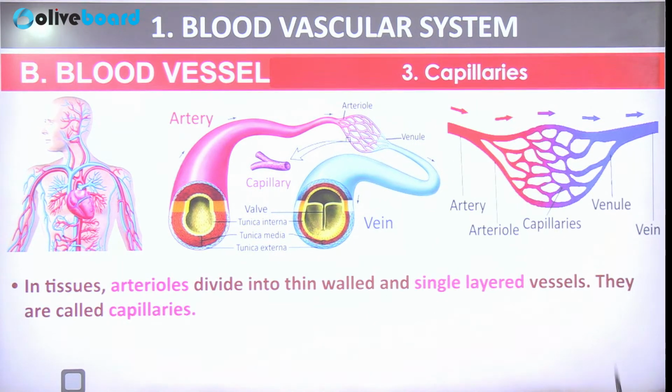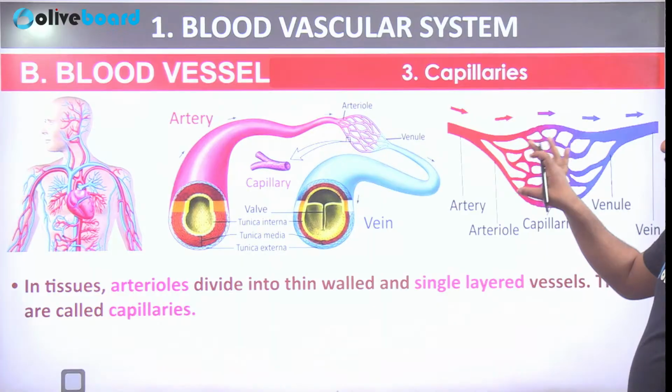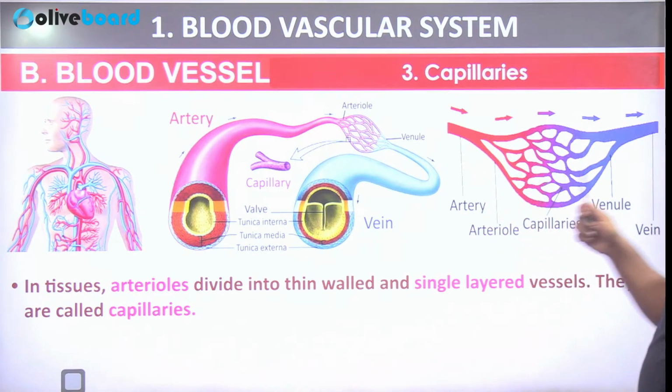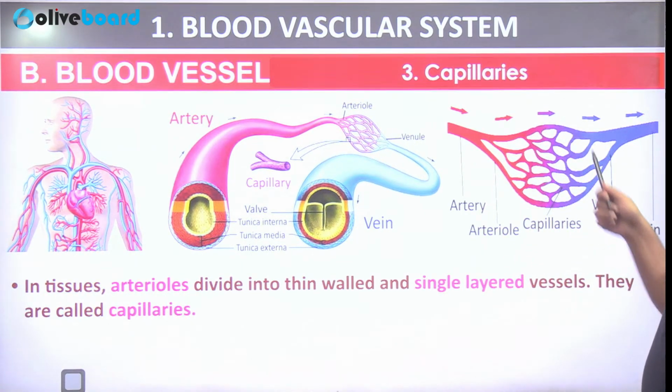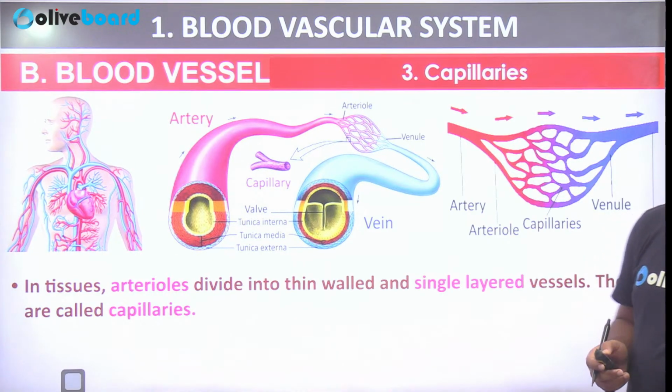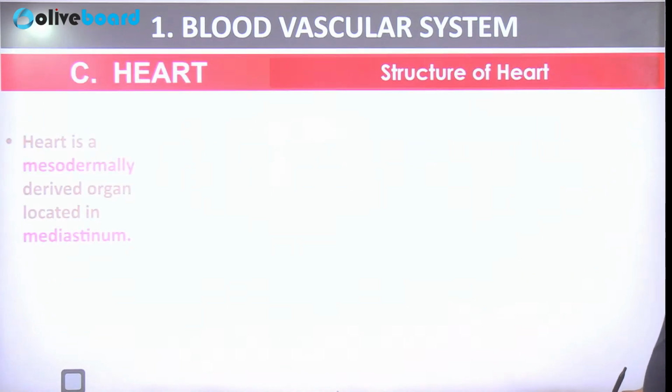Now proceeding further, capillaries were the ones that act like a junction point. So here we have arteries and here we have veins. That part is known as the capillary. I guess this part is sorted. Okay, so we have discussed all those things.